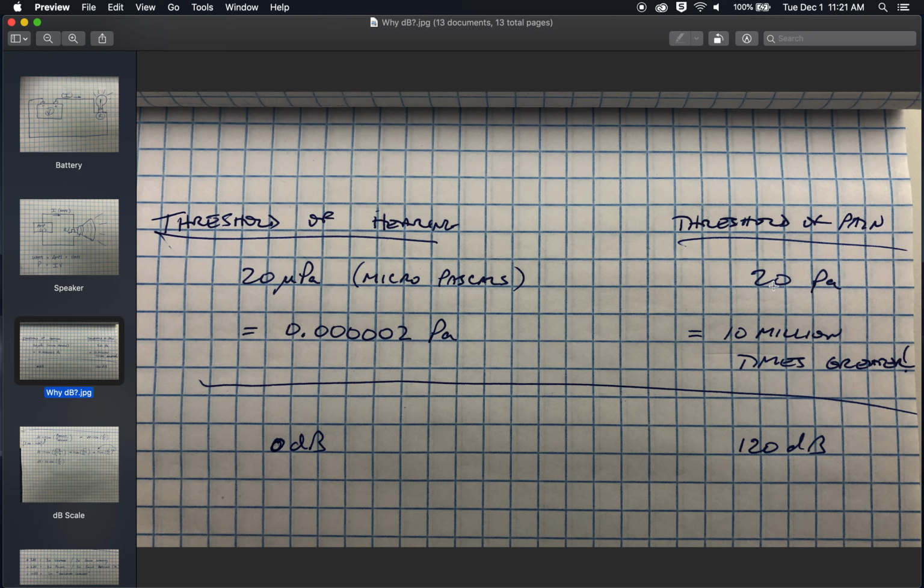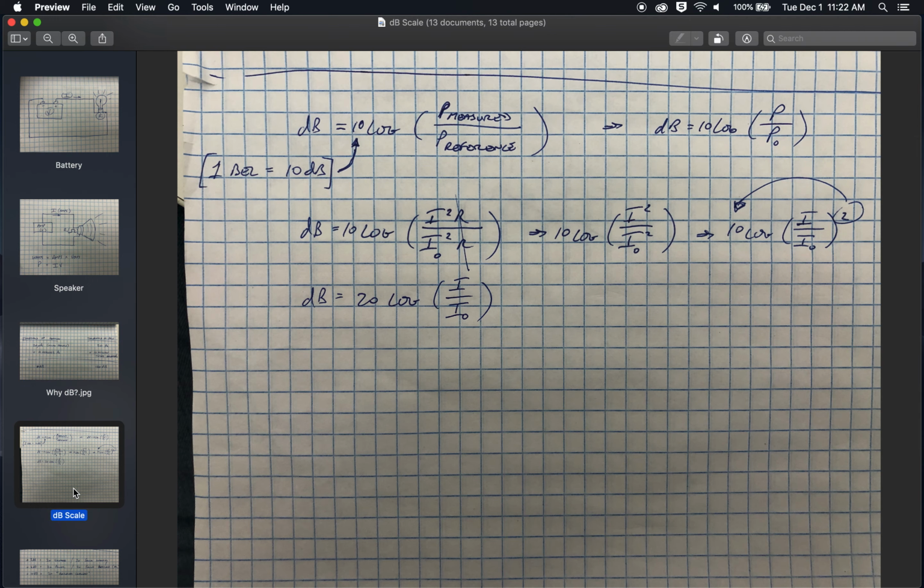But the difference between the threshold of pain and the threshold of hearing in pascals is a 10 million times difference. So this scale isn't really useful when we talk about human hearing. That's why the decibel is much more useful. We're talking about ranges from 0 to about 120, and those are just numbers that we can more easily wrap our head around. Pascals are useful when you're talking about atmospheric pressure, like the pressure at sea level versus the pressure on the top of Mount Everest. Not so much for our hearing.